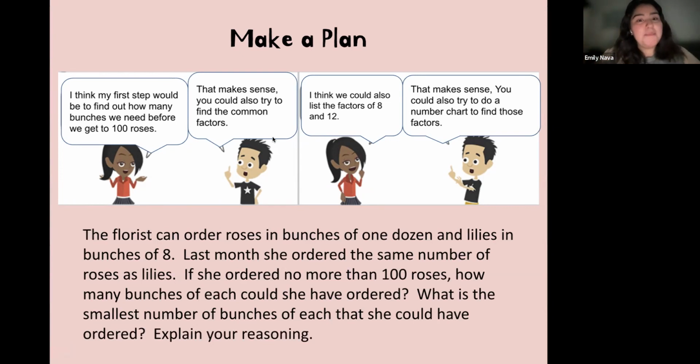And then the other was like, oh, that makes sense. And you could also try and find common factors. And then the other one over here says, I think we could also list the factors of 8 and 12. So that gets them thinking about what's the lowest factor that these two numbers have in common and what's the highest factor? And that would help them figure out what's the lowest amount and what's the highest amount of bunches of roses and lilies that they can buy. And I think that's all of it. Yeah, that is the presentation.